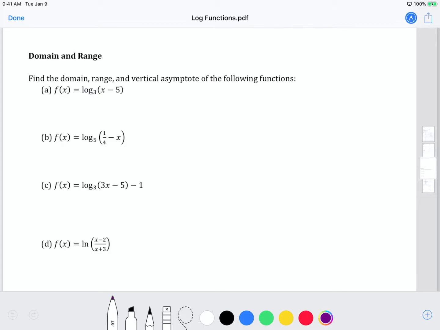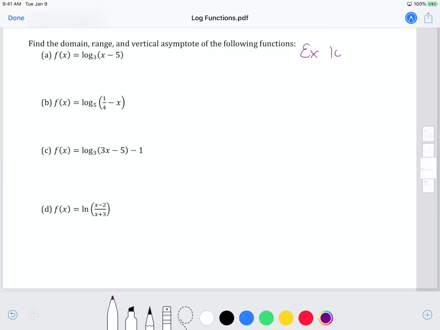And now with log functions, we are going to add a third restriction to our list of restrictions for domain. We can't take the log of a negative number, and we can't take the log of 0. There is no exponent that I could raise a base to get 0, and there is no exponent that I could raise a base to get a negative number.